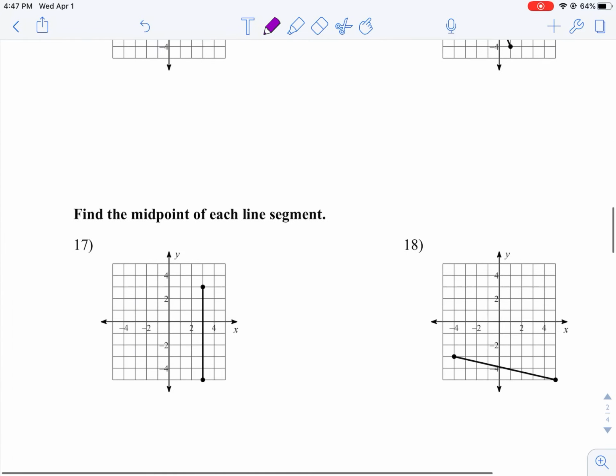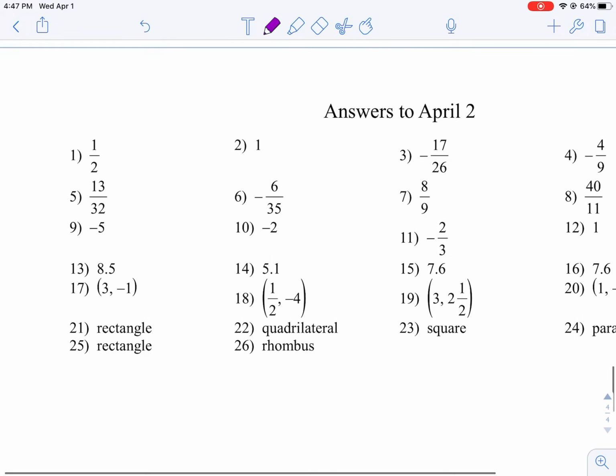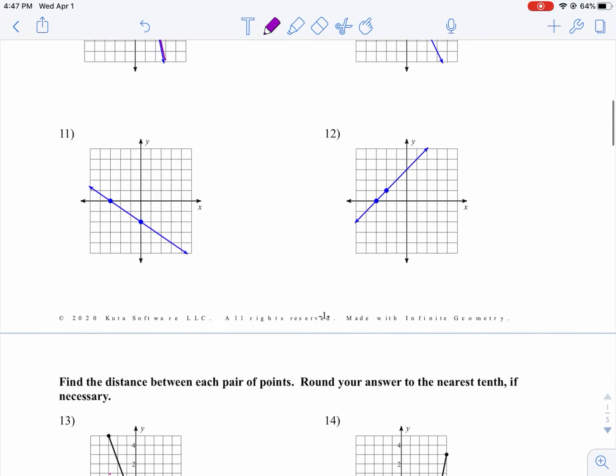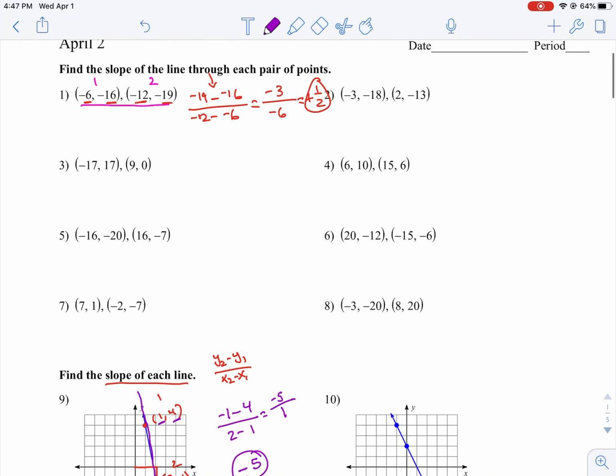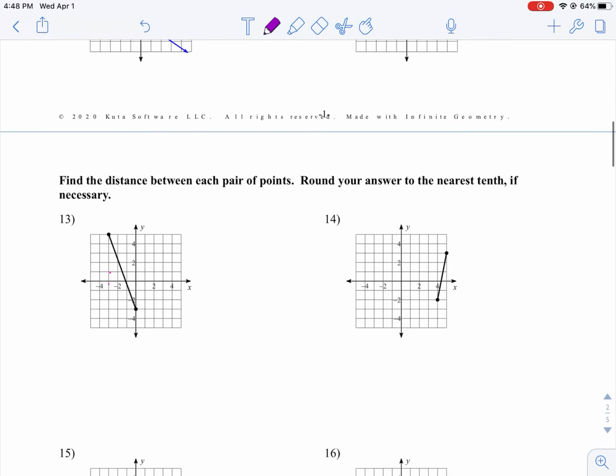And again, number 9, scroll down to the bottom, check your answer on number 9. There you got it. Okay? So that's slope, whether you're finding it between 2 points given to you or on a coordinate graph and they give you the points, you just need to find out what those points are.